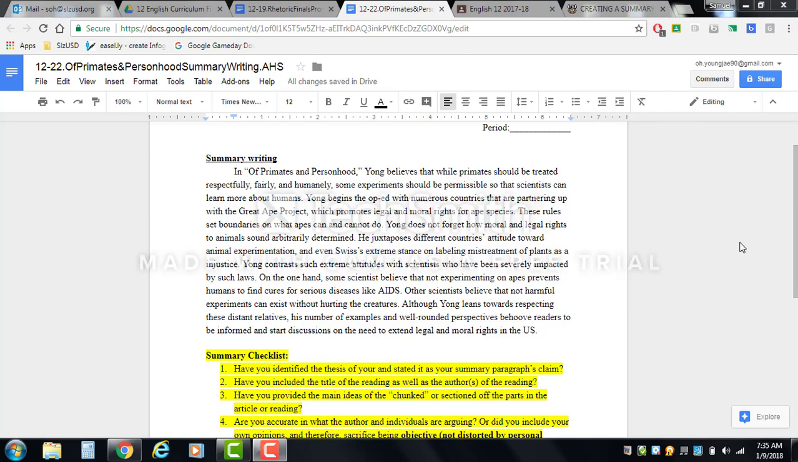Hello, P1 students. At this point, you've reached the summary writing and the summary paragraph of the outline. As I mentioned before, this 5-paragraph essay is going to be slightly different. You have your intro paragraph, you have your summary paragraph, then you have 2 rhetorical analysis paragraphs, and finally a conclusion. So my first question is this: what is the purpose of a summary?